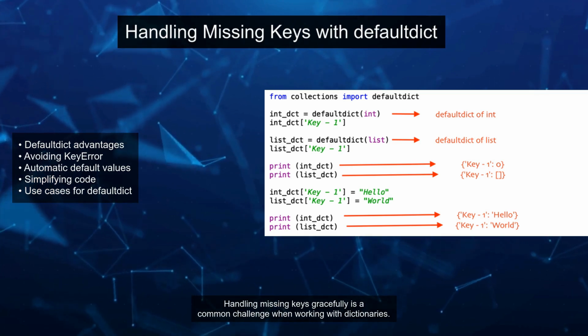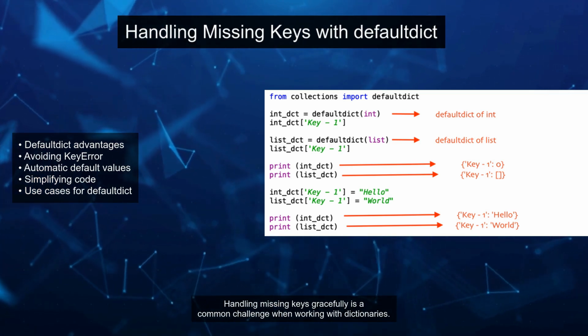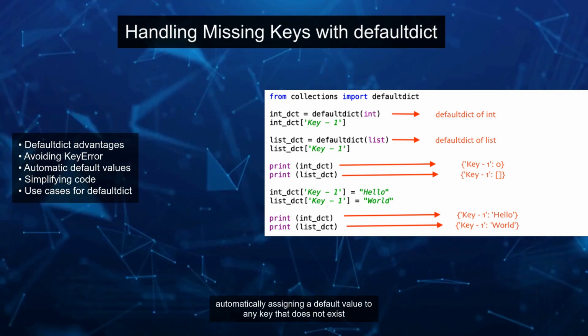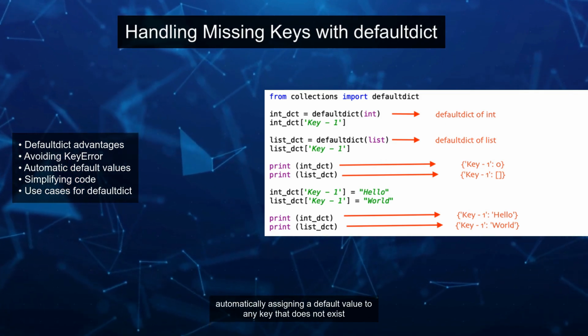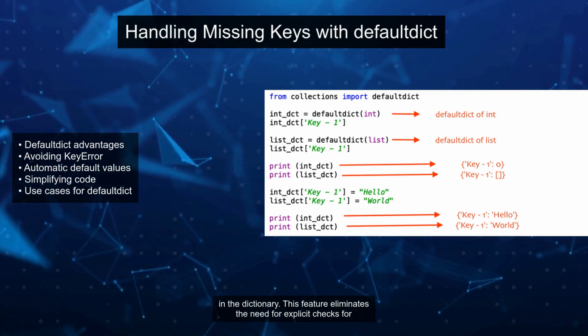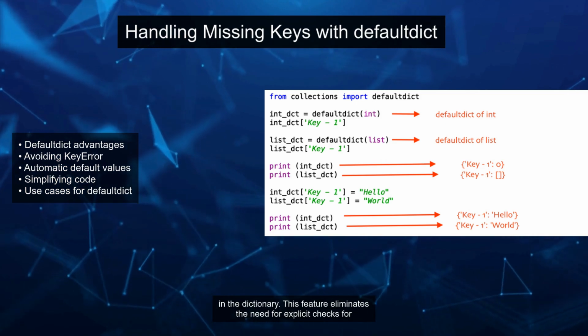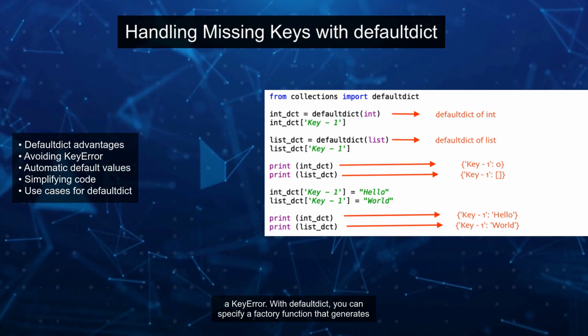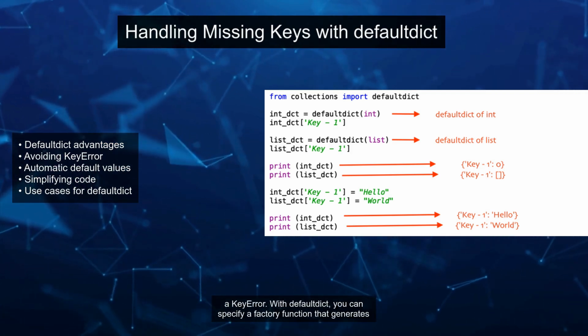Handling missing keys gracefully is a common challenge when working with dictionaries. The defaultdict class from the collections module provides an elegant solution by automatically assigning a default value to any key that does not exist in the dictionary. This feature eliminates the need for explicit checks for key existence, thereby simplifying your code and reducing the risk of encountering a key error. With defaultdict, you can specify a factory function that generates default values.